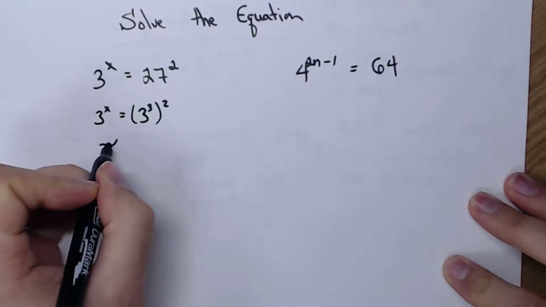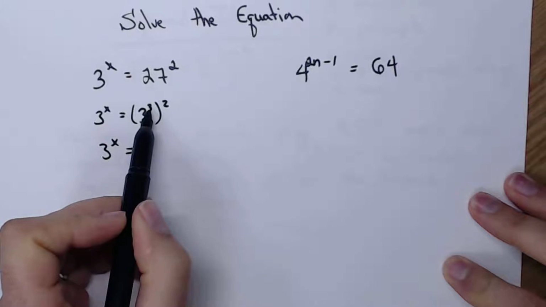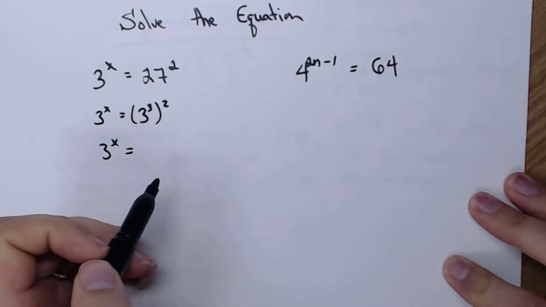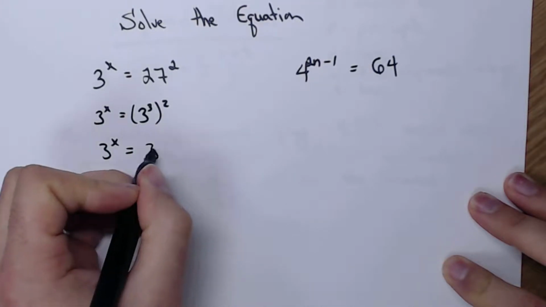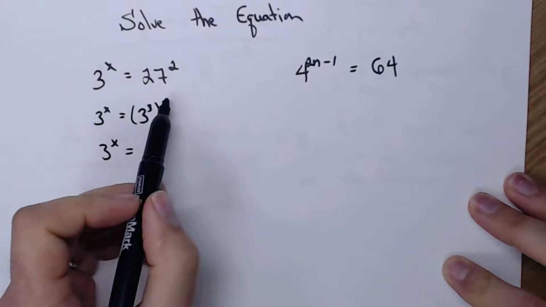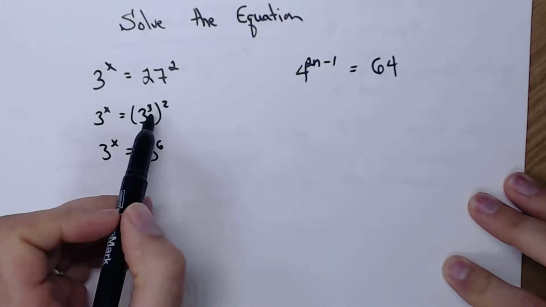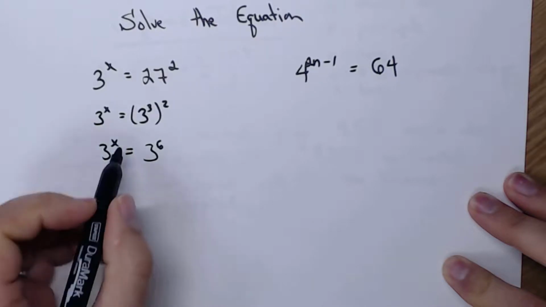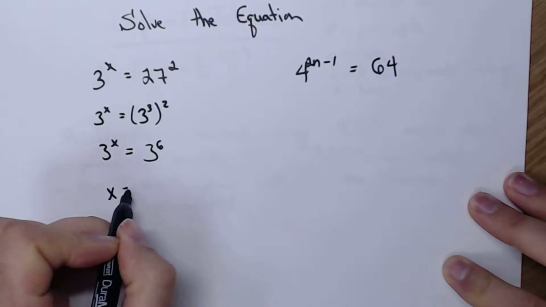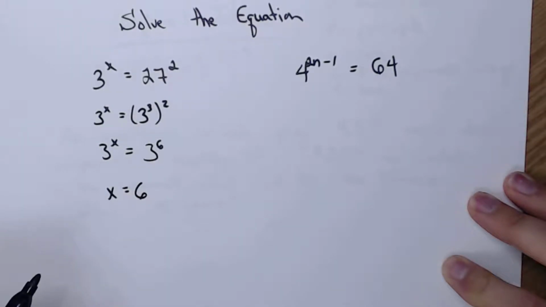Let's simplify a little bit further. If I have 3 cubed raised to the second power, that's a power of a power, so that's 3 to the 6th. Exponent raised to another exponent, I multiply these two and get myself a 6. Well now, same base, so their exponents must be the same. x has to equal 6.